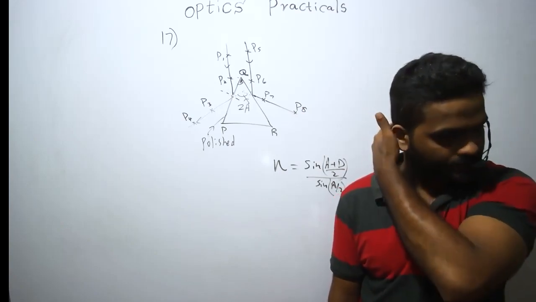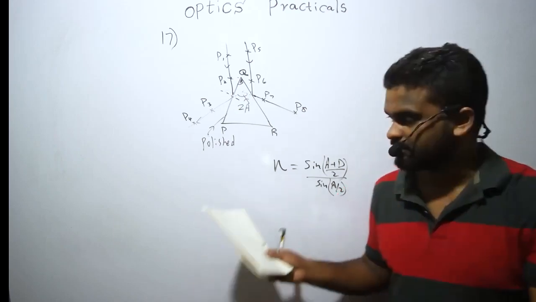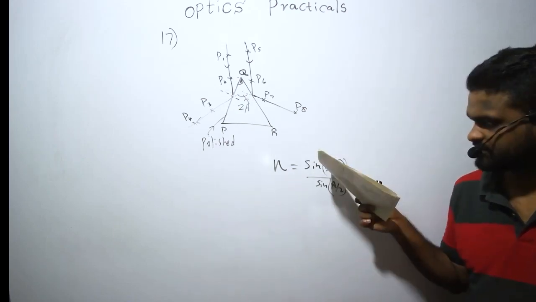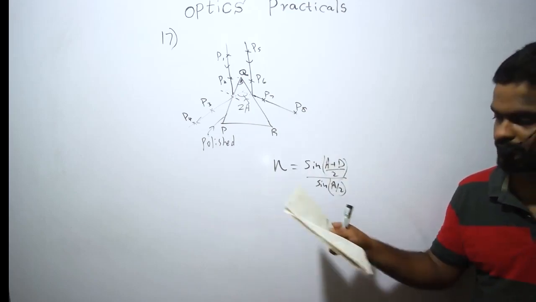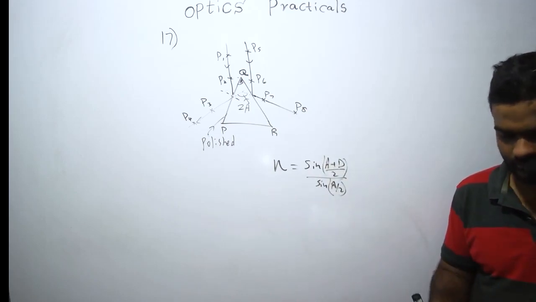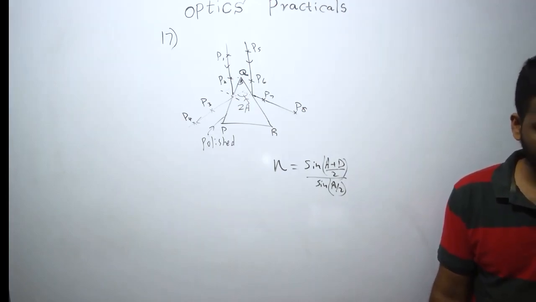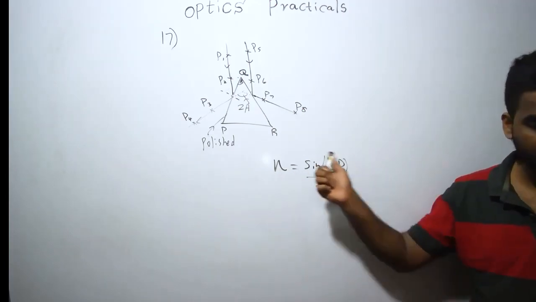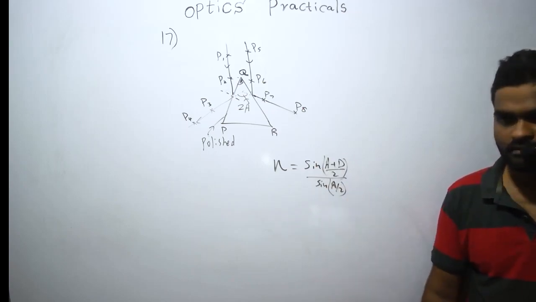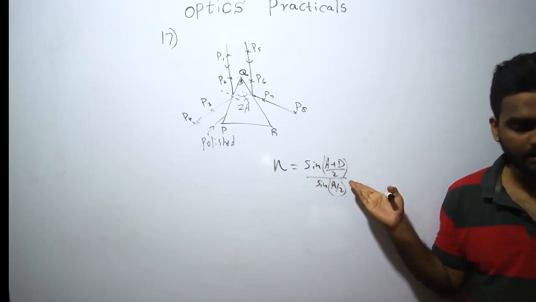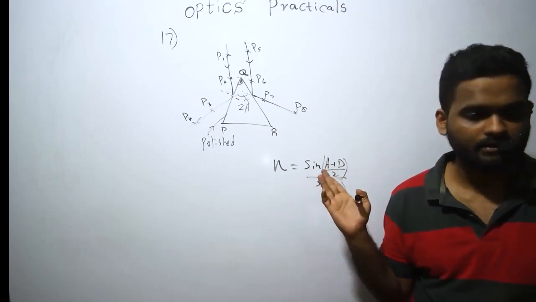The refractive index of the prism material can be found. Then write this equation. I can simply substitute the A and D values in order to find the refractive index. You have to remember this equation, right? Sometimes they give just 1 mark for remembering this. If you remember this, you can get a 1 mark.